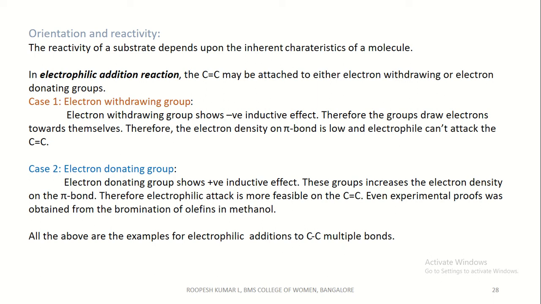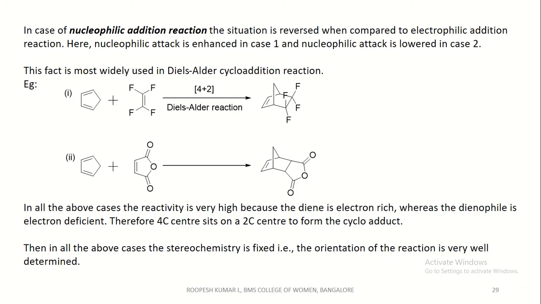Whereas coming to case 2, that is electron donating group attached to a carbon-carbon double bond. Electron donating group shows positive inductive effect. These groups increase the electron density on the pi bond. Therefore, electrophilic attack is more feasible on the carbon-carbon double bond. Even experimental proof was obtained from the bromination of olefins in methanol. All the above are examples of electrophilic additions to carbon-carbon multiple bonds.